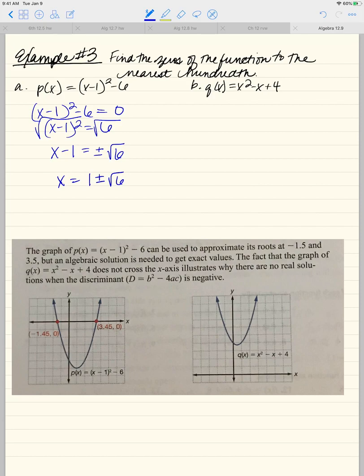Plug that into your calculator, 1 plus the square root of 6 and 1 minus the square root of 6. Round to the nearest hundredth, and x is approximately 3.45 and negative 1.45. Okay, part B, q of x is equal to x squared minus x plus 4. Set that equal to 0.